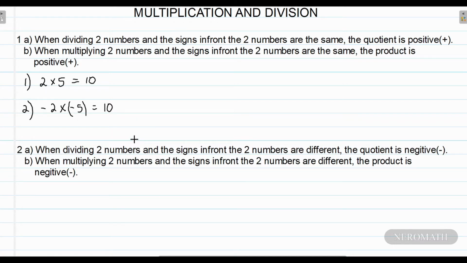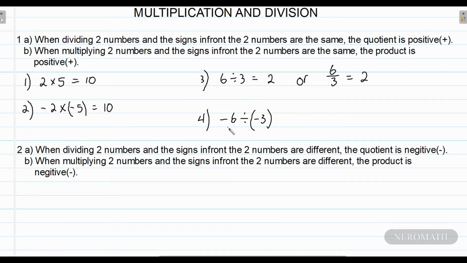Now let's look at division. So I have positive 6 divided by positive 3. The signs in front of both numbers are the same, being positive. So the answer would be positive. So I will get positive 2. Or we can write 6 divided by 3 and the answer would be positive 2.